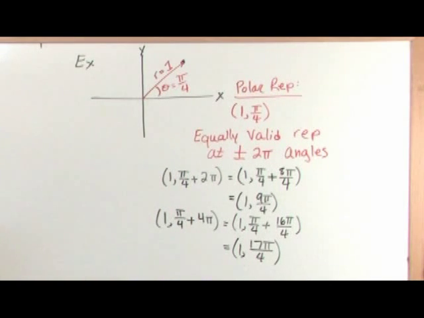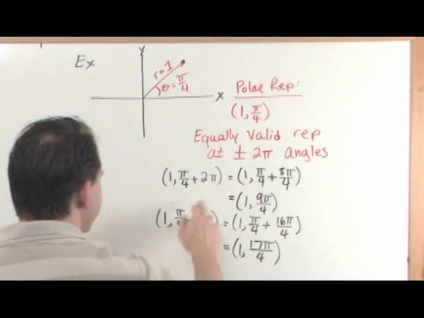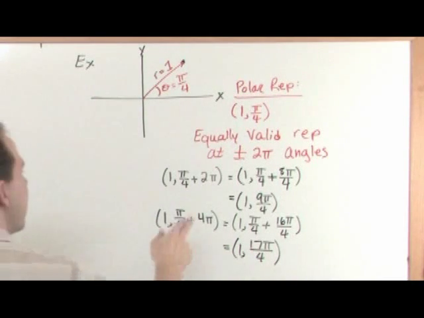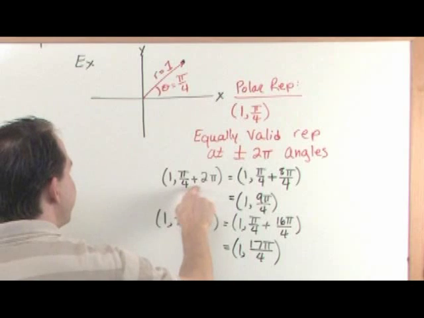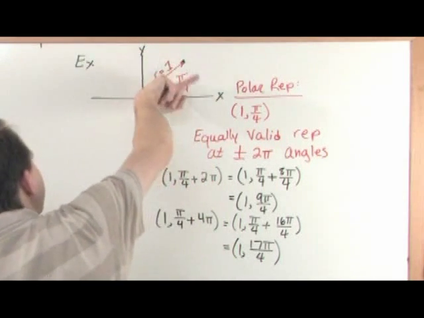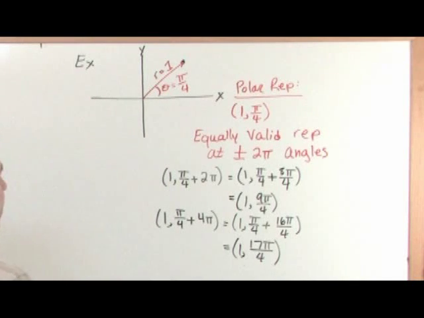So, and the same thing goes for subtracting 2 pi and subtracting 4 pi and subtracting 6 pi and so on and so on. So I'm adding them here, but you could just as legally subtract 2 pi. So instead of adding 2 pi, I just subtract 2 pi. Okay, and I get back to where I started from.